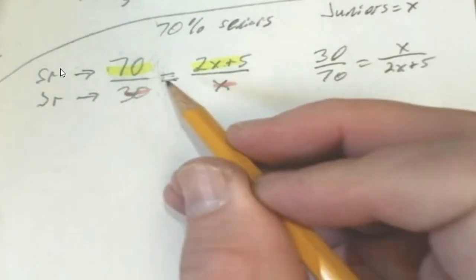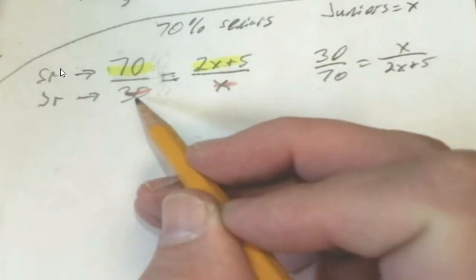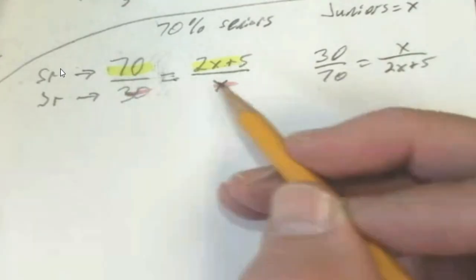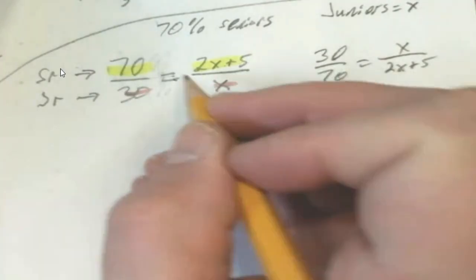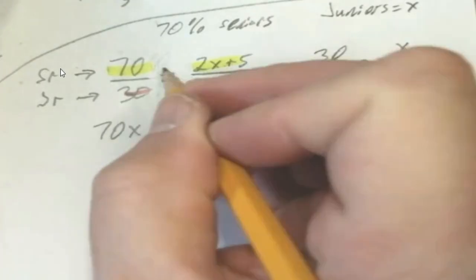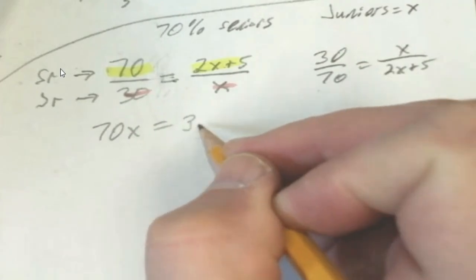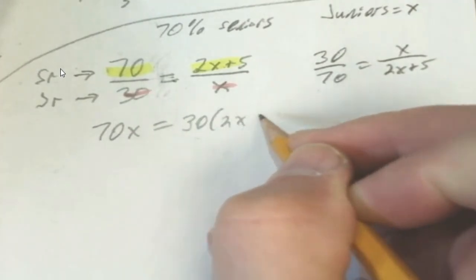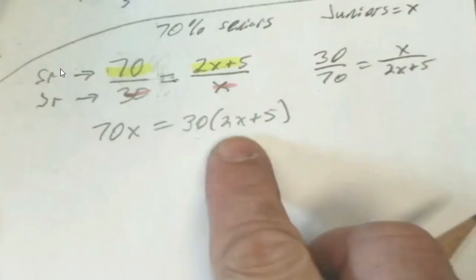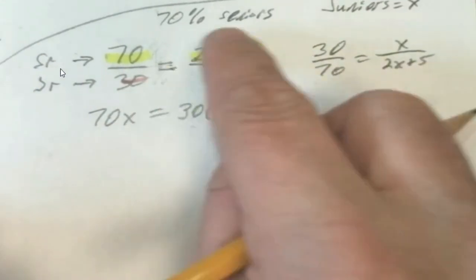Let's solve this by cross multiplying. All right. Because we can get rid of the 30 by multiplying this by 30, get rid of the x, multiply this by x. So 70x, cross multiplying time, equals 30 times 2x plus 5. You have to make sure you put that in parentheses because it's 30 times all of that.